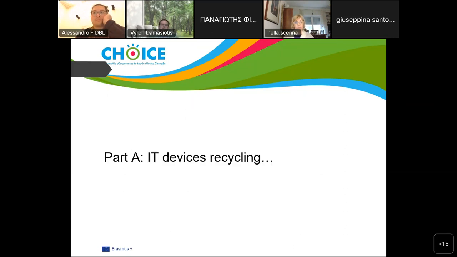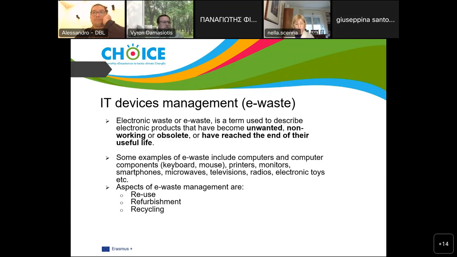Okay, let's start first with IT device recycling. The waste management of IT devices, which is known as e-waste, is not something easy. With the term e-waste, we describe electronic products that have become unwanted, not working, or obsolete, or have reached the end of their useful lives. Some examples of e-waste include computers or other computer components, such as keyboards, mouses, printers, monitors, smartphones, microwaves, TVs, radios, electronic toys, electronic game consoles, and things like that.